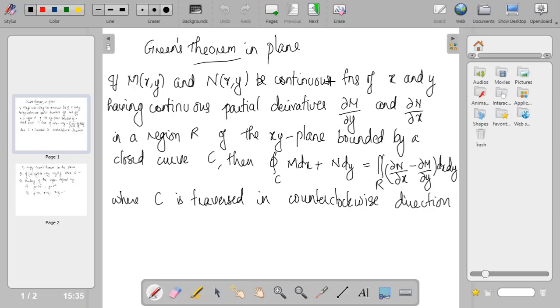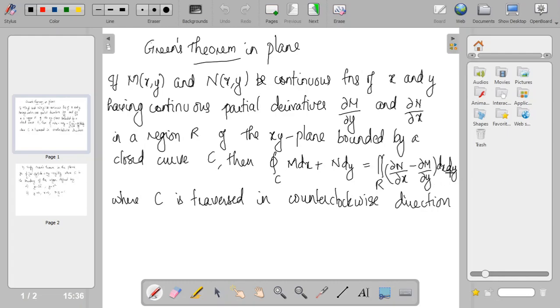And Green's theorem states that if you have functions M and N which are continuous, and if they have continuous partial derivatives ∂M/∂y and ∂N/∂x in a region R of the xy plane which is bounded by the closed curve C, then the Green's theorem states that the integral over C of M dx plus N dy is equal to the double integral over R of (∂N/∂x minus ∂M/∂y) dx dy, or this can be dy dx also.